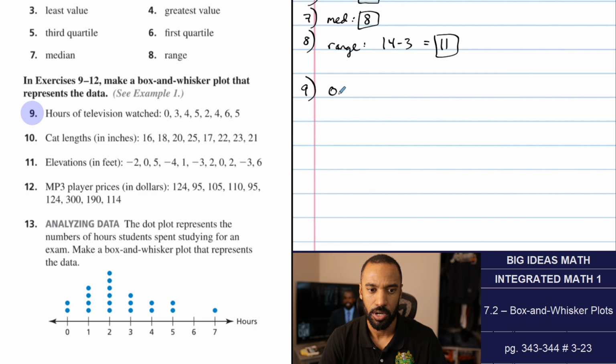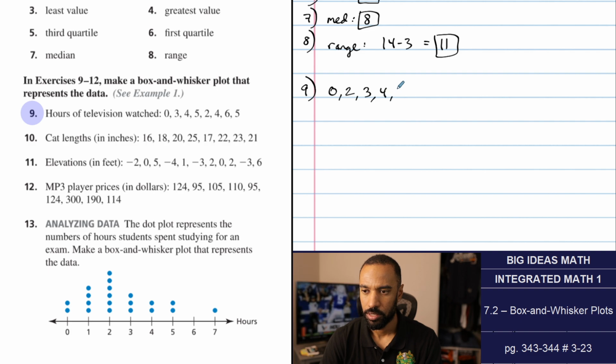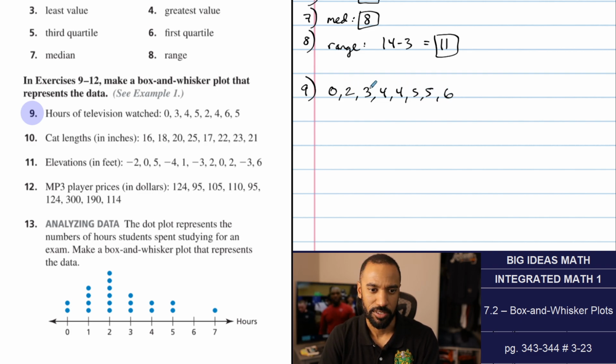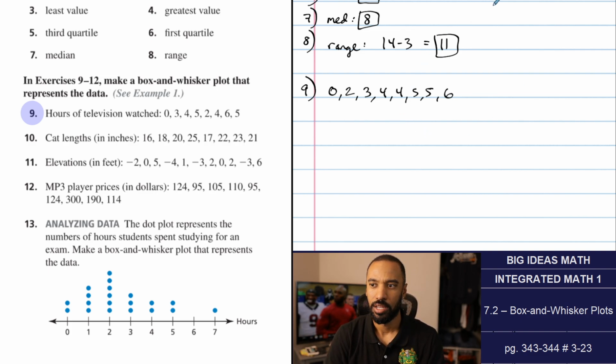So we got 0. I'm going to write them in order now. 0 is the smallest number. Then we have a 2. We have a 3. We have 2 4s. 2 5s. And a 6. 1, 2, 3, 4, 5, 6, 7, 8. All right, I got them. All right, so here are our data points.